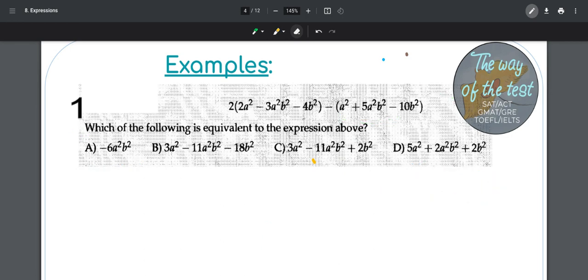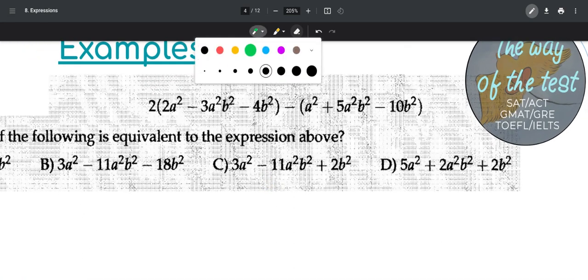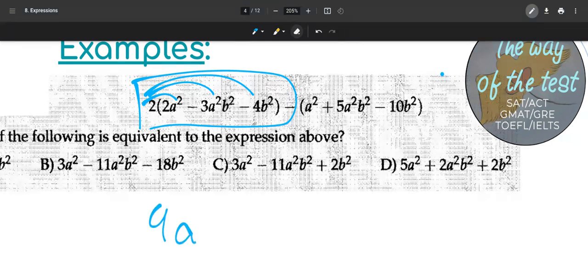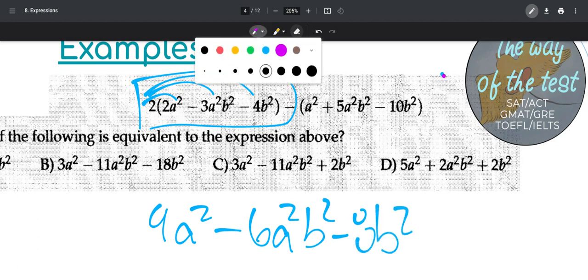Well, I just solve the expression. I read the expression and I go ahead and operate on it. So I'm going to look at the first part. I'm just going to expand. So I'm going to distribute the 2 on the other terms, the terms inside the parentheses. So I have 2 times 2a squared, so I have 4a squared, minus 2 times 3a squared b squared, so I have minus 6a squared b squared, 2 times negative 4b squared, so minus 8b squared. Perfect.